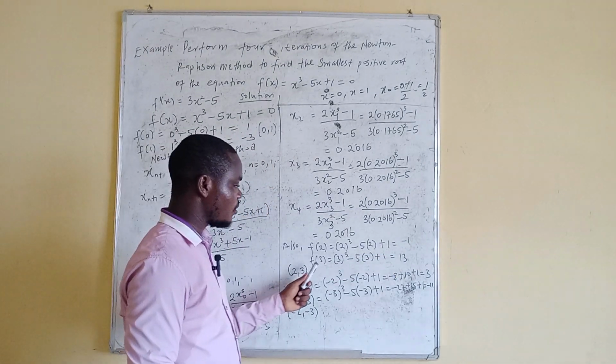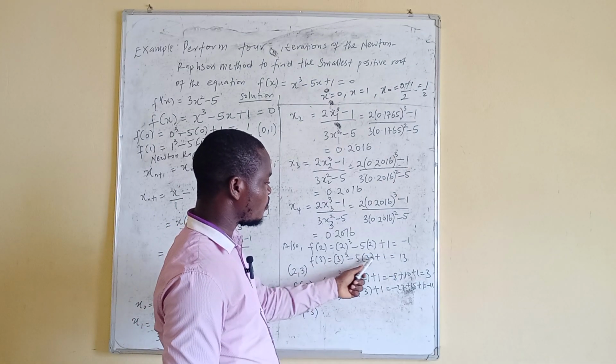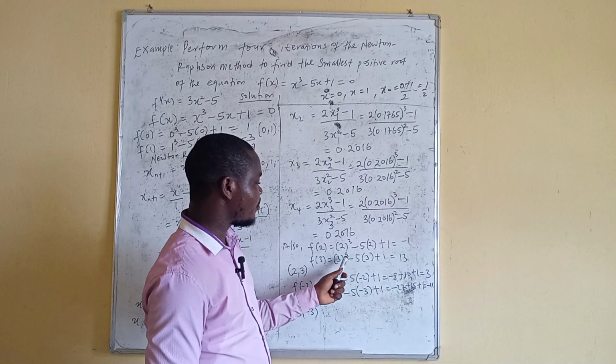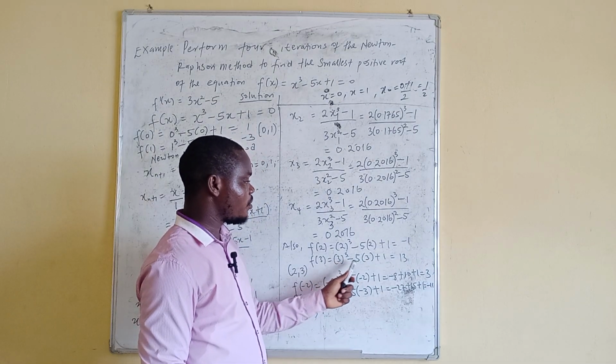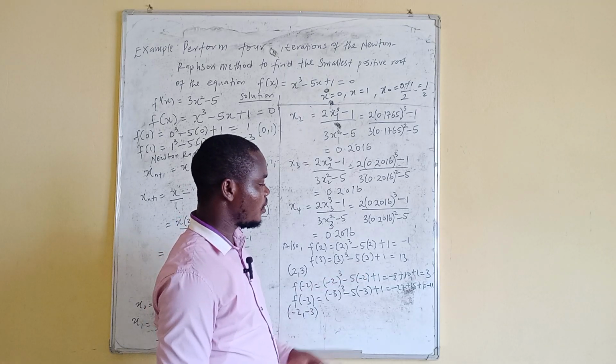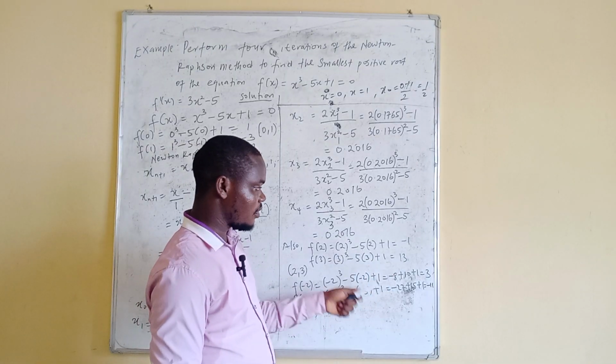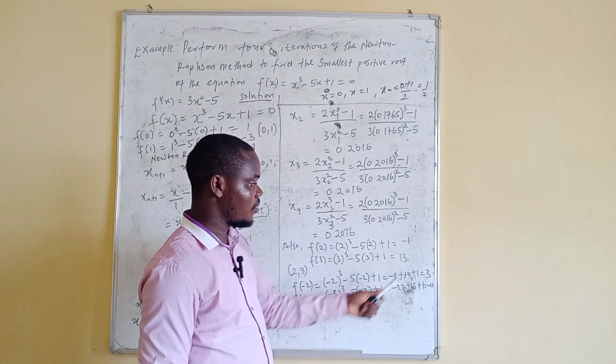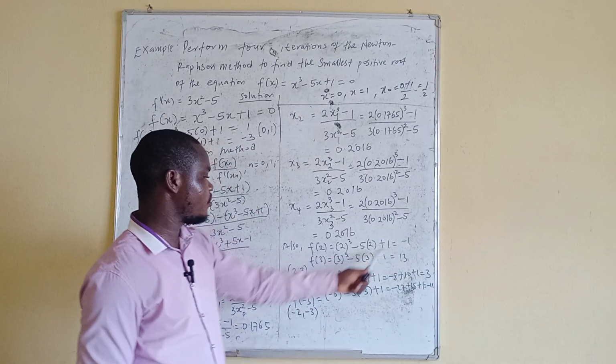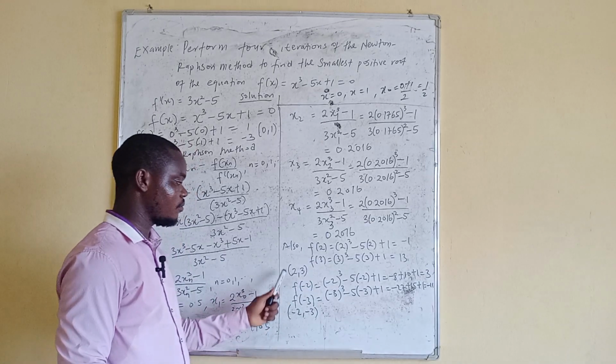Now for f of 3, 3 to the power of 3 minus 5 into 3 plus 1. Now 3 to the power of 3 is 27. 27 minus 15 is 12. 12 plus 1 is 13. Now the sign has changed from minus to positive. It means that there's a root between these two values, between 2 and 3.